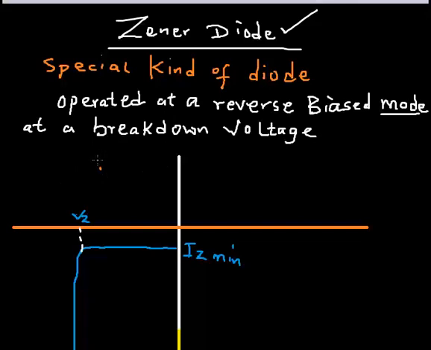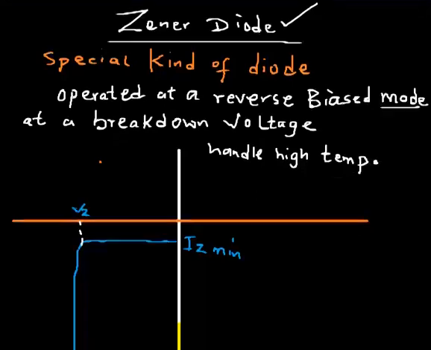So a diode that is operated in reverse bias mode must have its semiconductor chosen to be able to handle high temperature. Why? Because in a reverse bias direction, that diode always heats up.